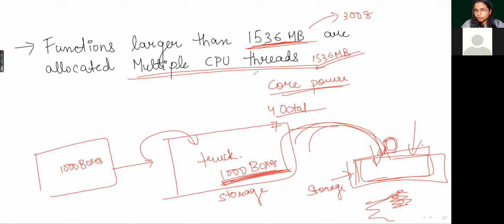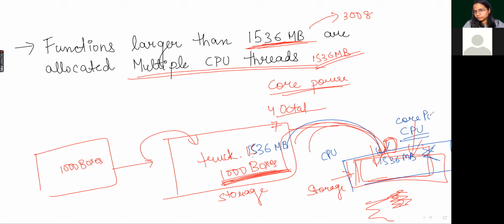Similarly, what they are saying is, if your data is more than 1536 MB, then you need a strong CPU so that it can process this data of 1536 MB or more. Okay? Got it. So they want a CPU with high core power. Okay, perfect.